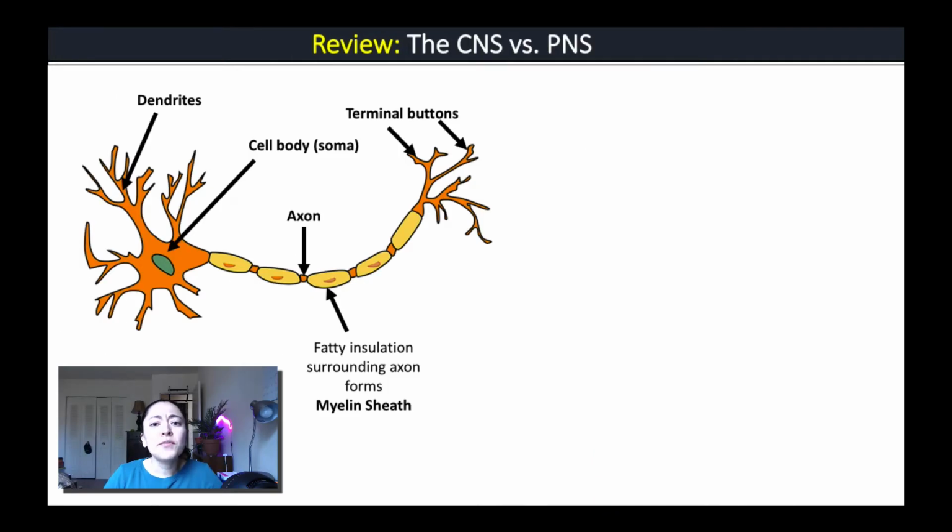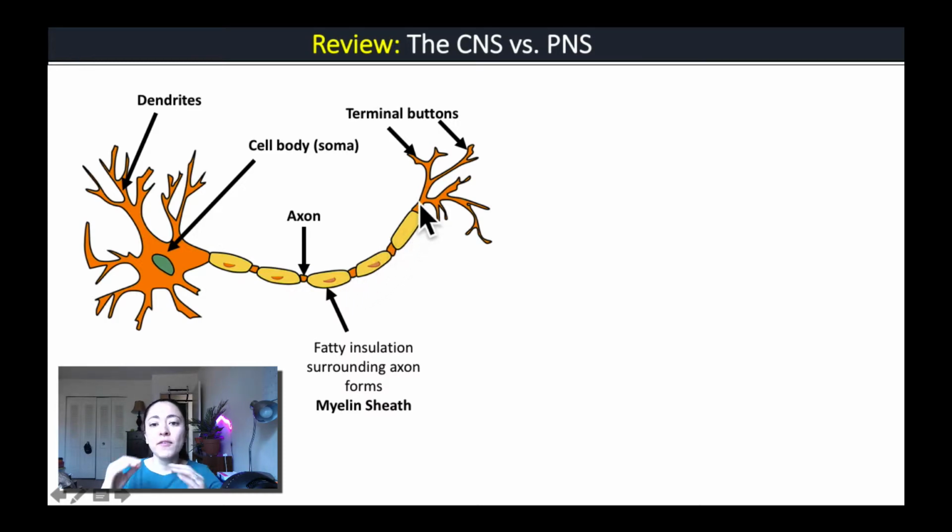Before we review the differences between the central nervous system and peripheral nervous system, you must be familiar with the parts of a neuron. Neurons are composed of a cell body, also known as a soma, which contains the nucleus. On one end of the cell body are projections called dendrites. Dendrites receive signals from other neurons. When a neuron receives a signal, it sends an action potential down its axon.